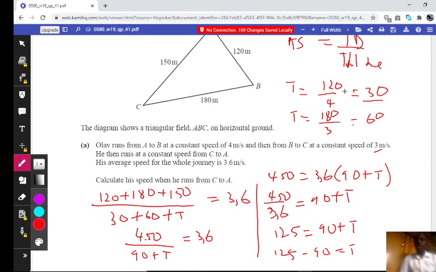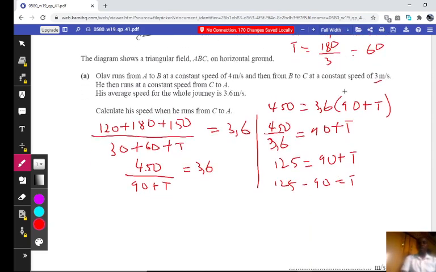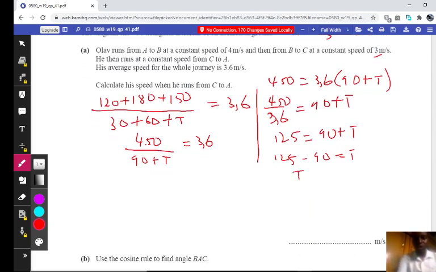125 minus 90, what's the answer? It's 35. So your time is 35. So T is equal to 35 seconds. So the last lap, it's 35 seconds. But what you want is the speed, right?